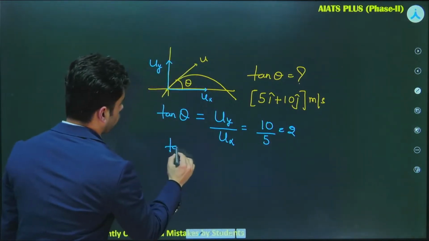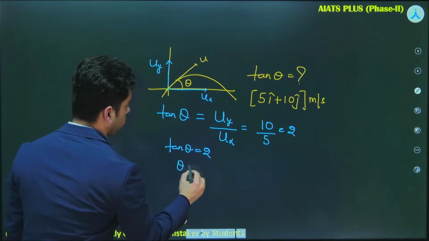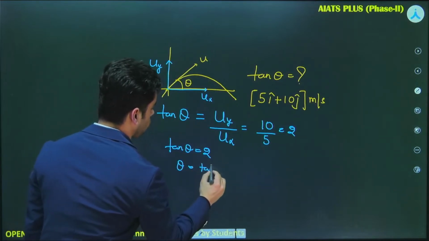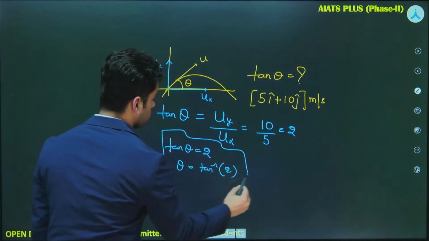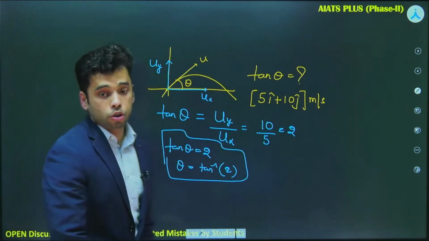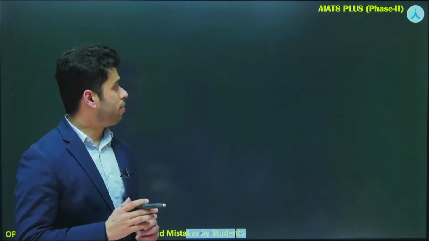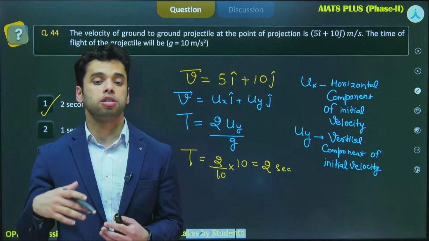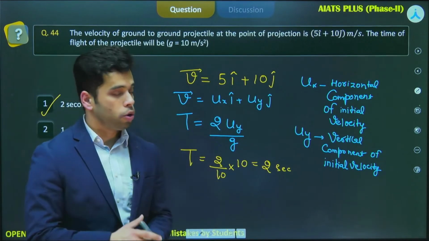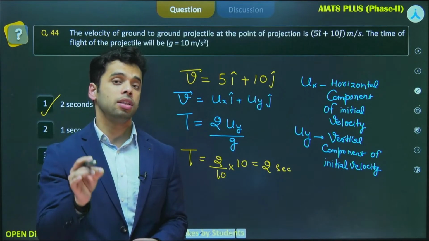So tan of theta is coming out to be equal to 2, or theta can be equal to tan inverse of 2. So see, yes, tan inverse 2, very good. So see, with the help of one problem, you can find out so many things if the initial velocity of projection is given to you. So I hope you are clear with such problems in which you are given the initial velocity in the vector form.